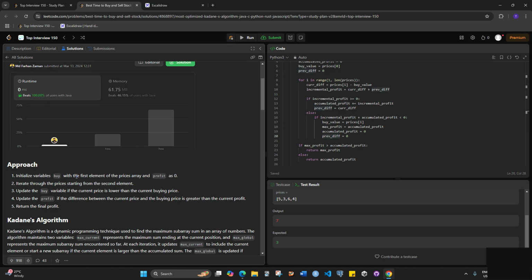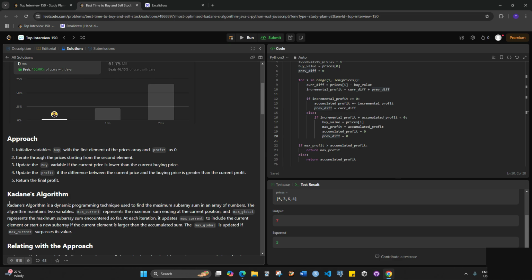Initialize the variable buy with the first as 0. Iterate. Update the buy price if the current price is lower than the current price. Update the profit if the difference between the current price and the buying prices. Kadane's algorithm. Maximums.